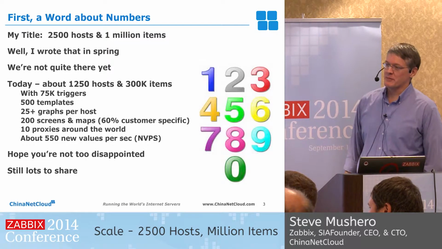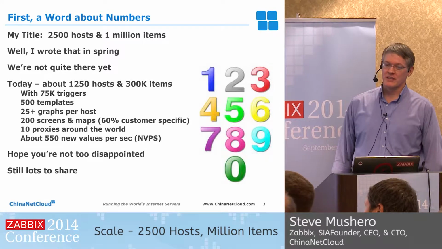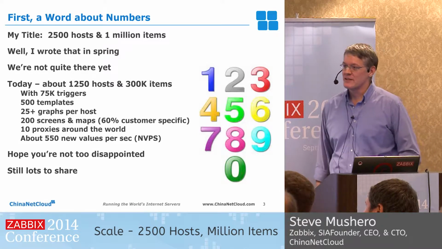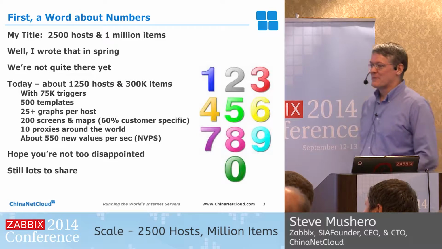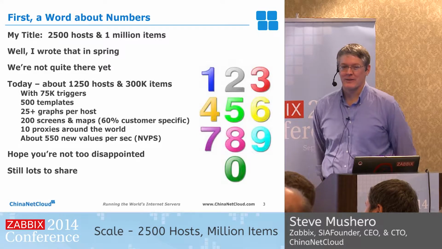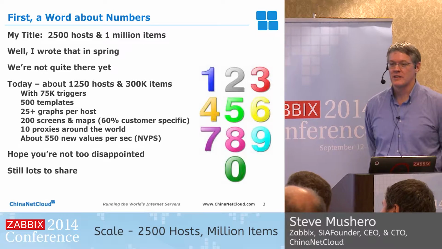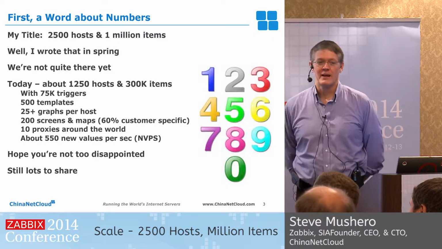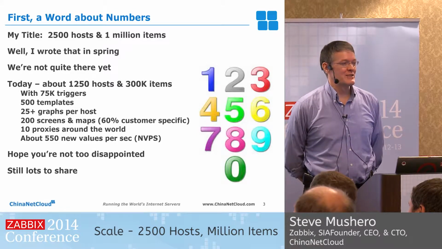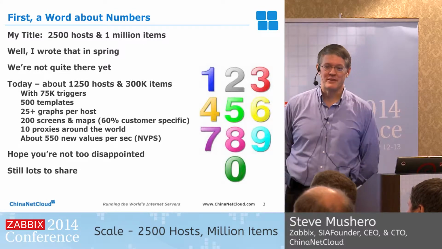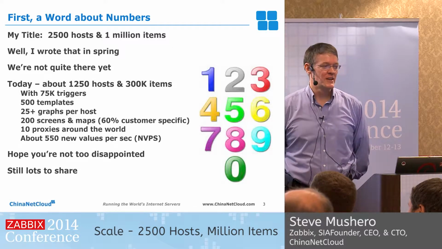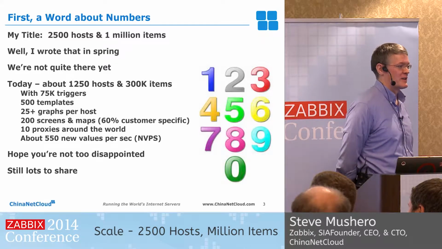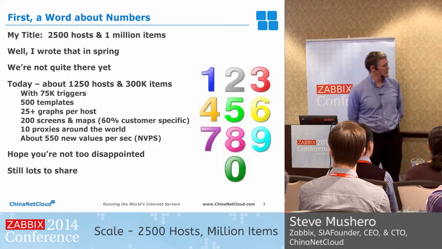So first, a word about numbers. This spring, when I wrote this presentation title, I said millions of items and thousands of hosts. We're not quite there yet. So we only have about half the hosts I thought. We have about 1,250 or 1,500 hosts and about 300,000 items. So I'm not quite to the millions yet, but I hope you're not too disappointed. I have lots of interesting things to share because I think we have lots of interesting scale-related issues, and we probably have the most heavily customized Zabbix system, or one of the most heavily customized in the world. So we're going to talk about that.